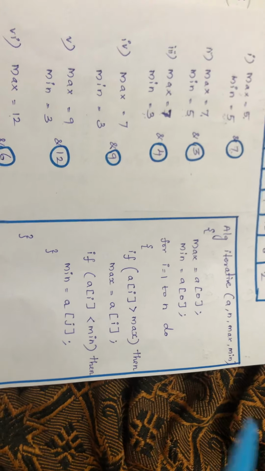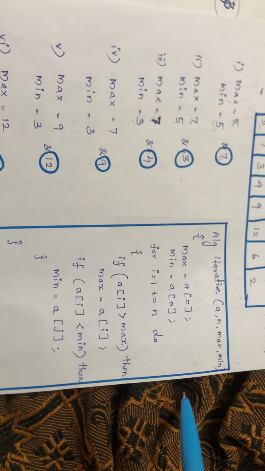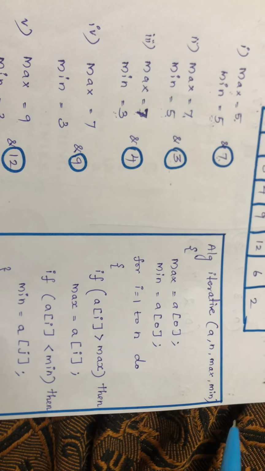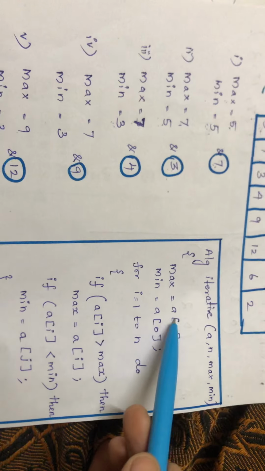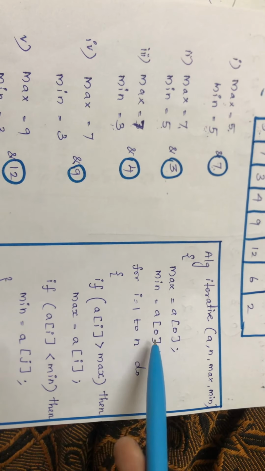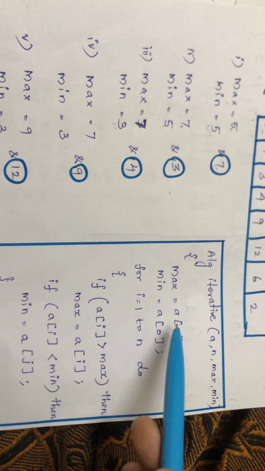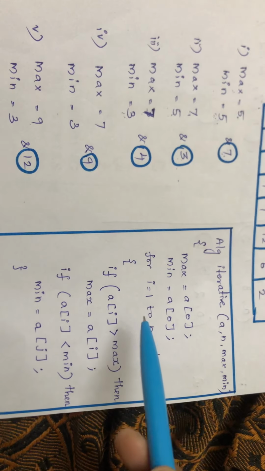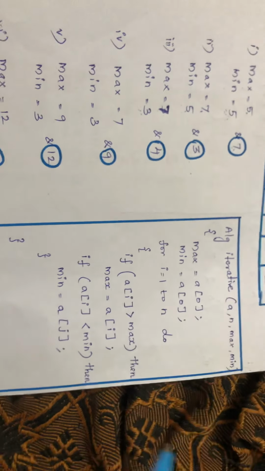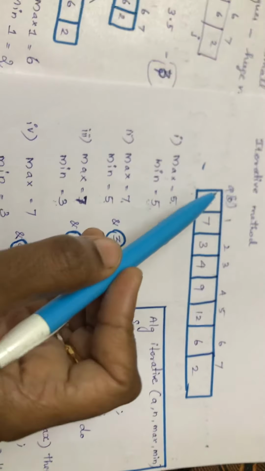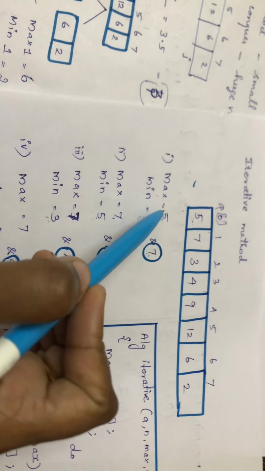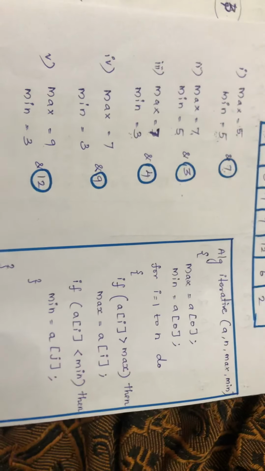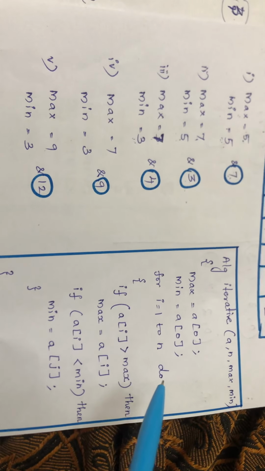This is the pseudocode for finding the max and minimum value using the iterative method. In this case, the arguments are a, n, max and min. Here a of 0 will be assigned to the max value and a of 0 will be assigned to the min value. After that, a for loop runs for i equal to 1 to n, so 1 to 7 will be processed.